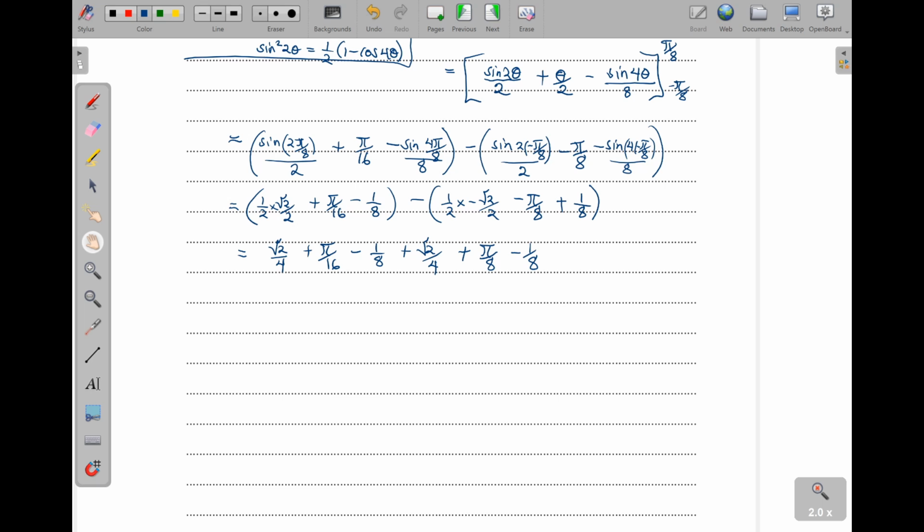Okay. Then after that, this is root 2, then root 2 over 4. So a quarter plus a quarter, you get a half. That means here I'll get root 2 over 2. Okay. Then next, I can go to the ones that have pi's.